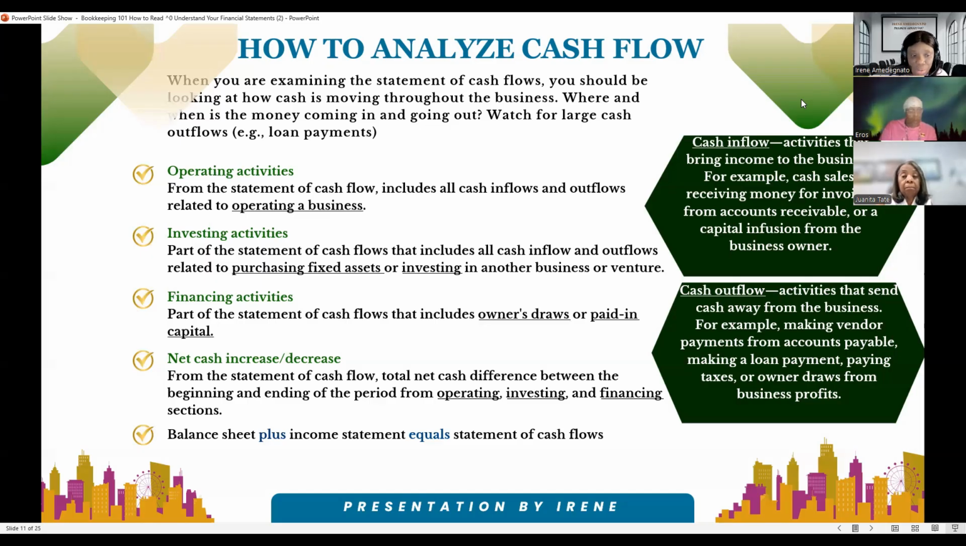As a result, the total is net cash. This net cash can increase or decrease, like a profit and loss statement, depending on your data. From this statement of cash flow, your net cash is the difference between the beginning and the ending of the period, from the operating, investing, and financing sections. Also, at the end, remember this equation: the balance sheet plus income statement equal statement of cash flow. If you do not have this equation, something is wrong. You need to check each report to find where the issue is.